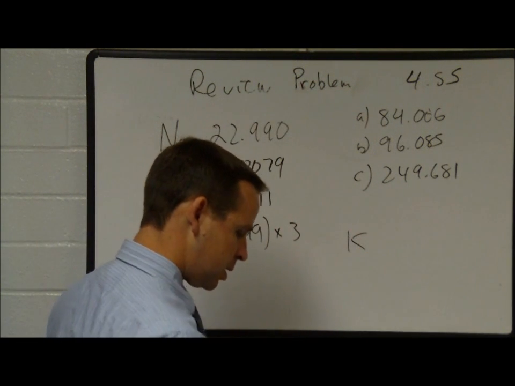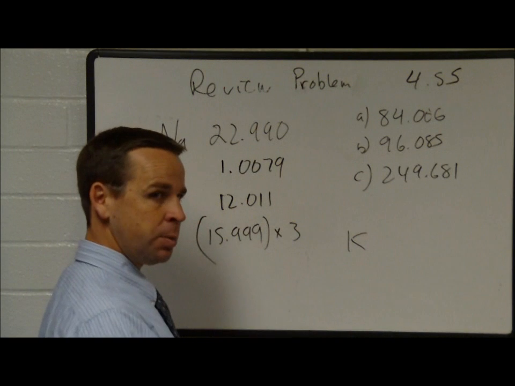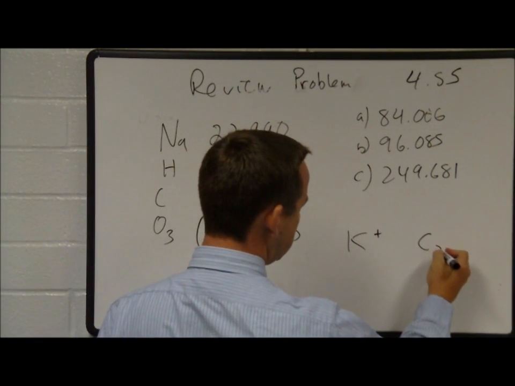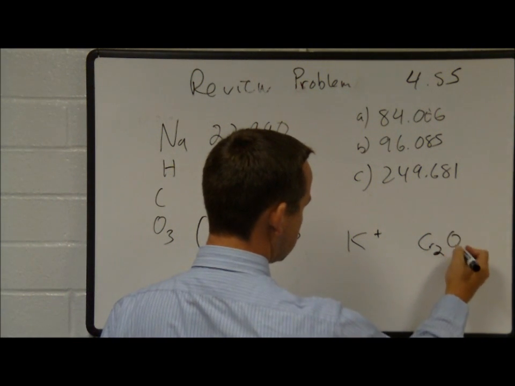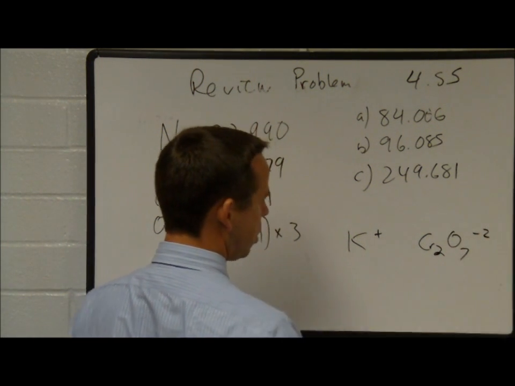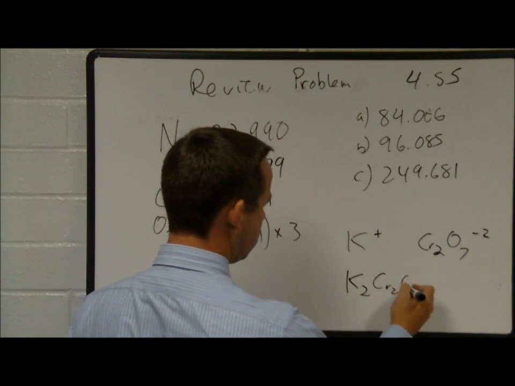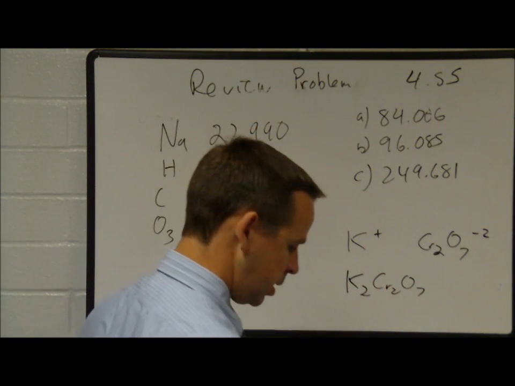Potassium has a +1 charge. We can look at the periodic table and see that it's going to form a +1 ion. And the dichromate ion is Cr2O7, and it has a -2 charge on it. Okay, so that's going to make this K2Cr2O7. Right? Does that make sense?